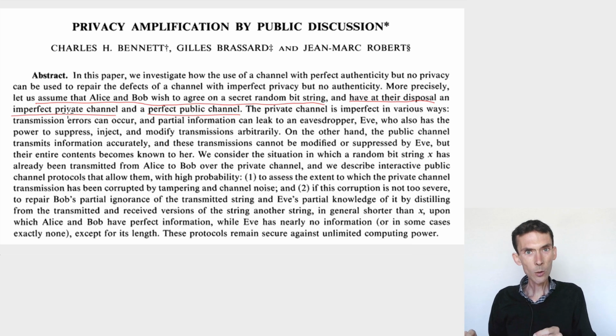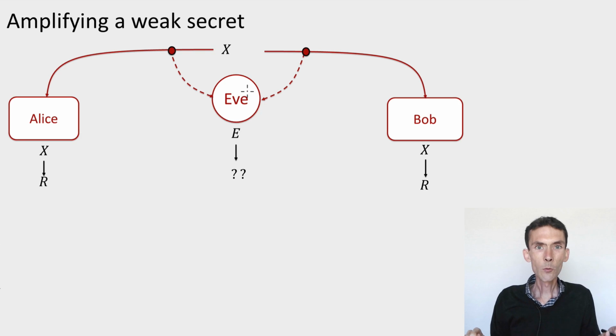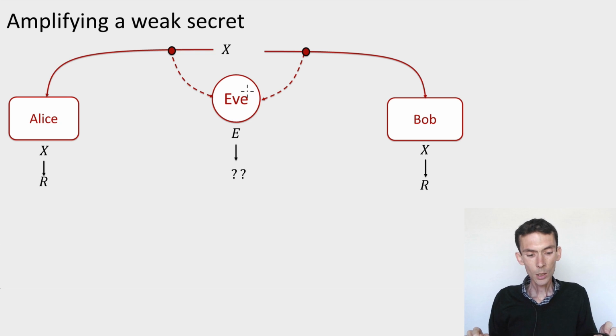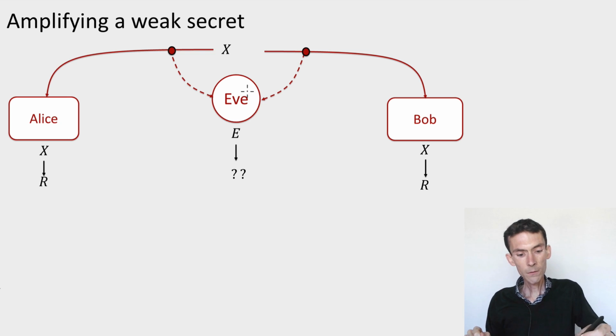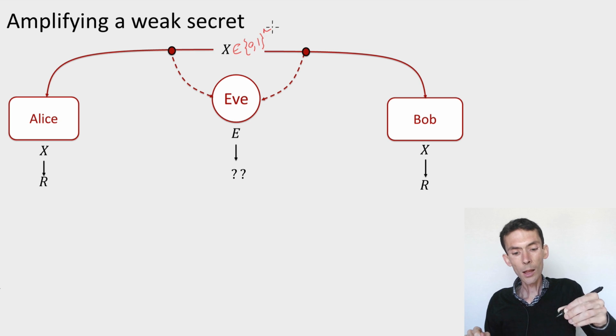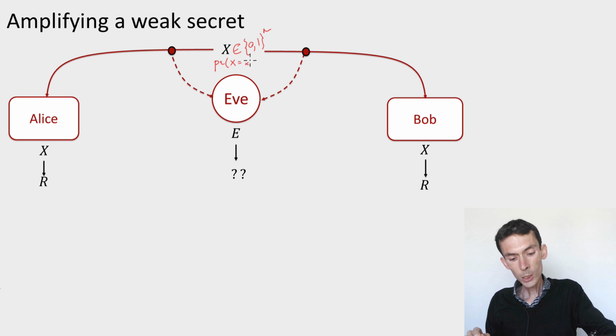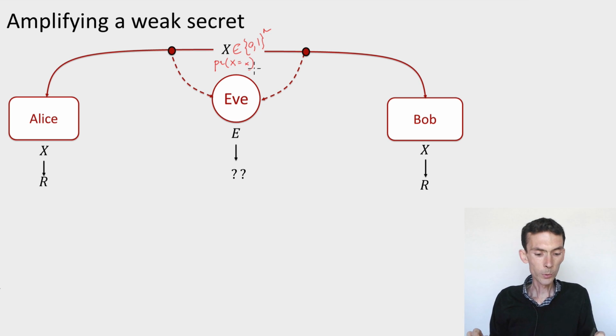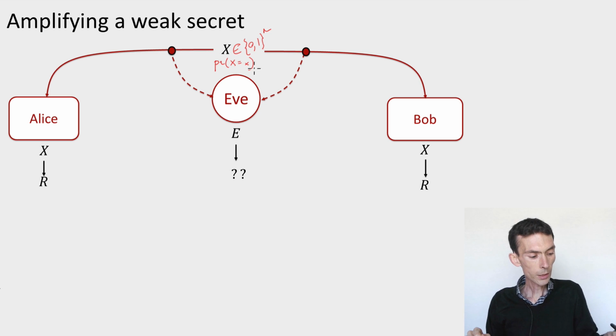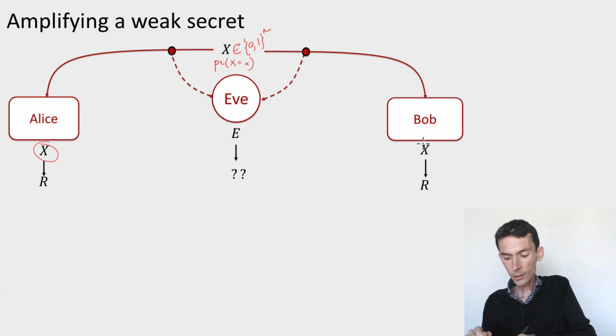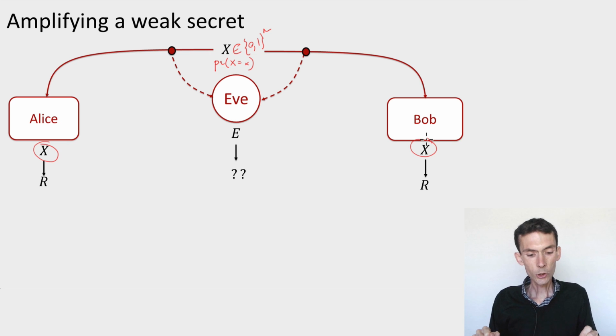So let me set things up in a little bit more detail. Let's have a picture. So what's the goal? We first imagine that we have a string x. This string x will be distributed in {0,1}^n. So it's an n-bit string, and it has a certain distribution, p_x. It could be uniformly distributed or it could be not uniformly distributed. So this string x is communicated to both Alice and Bob. So this string x was generated using the imperfect private channel, and this is why it's not uniformly distributed.